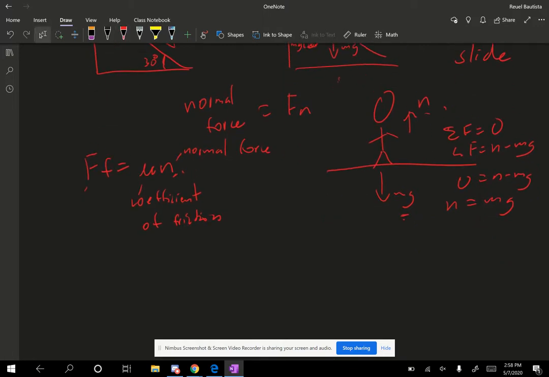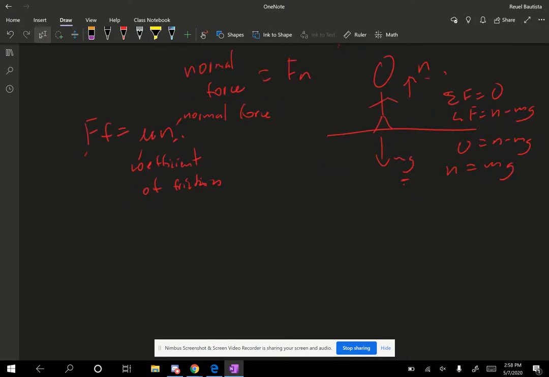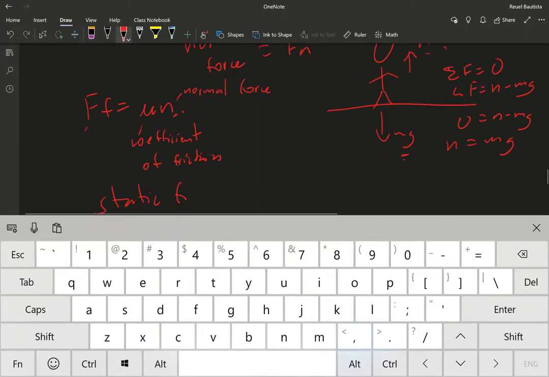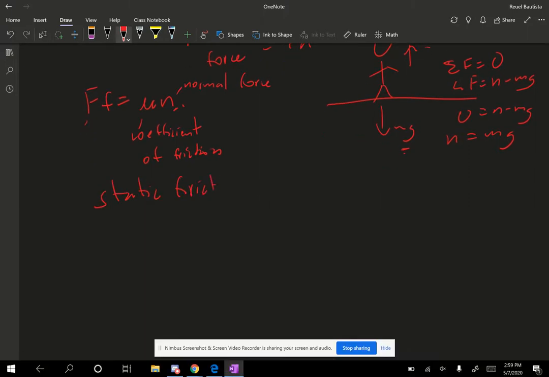Let's see what else. Okay, so we're going to have two types of friction. We're going to have static friction and kinetic friction.